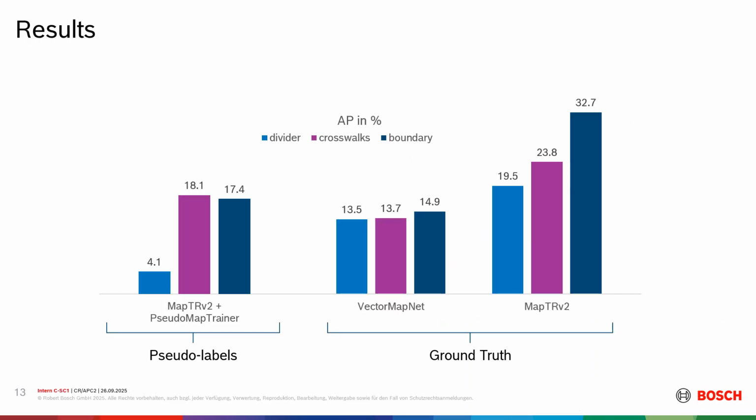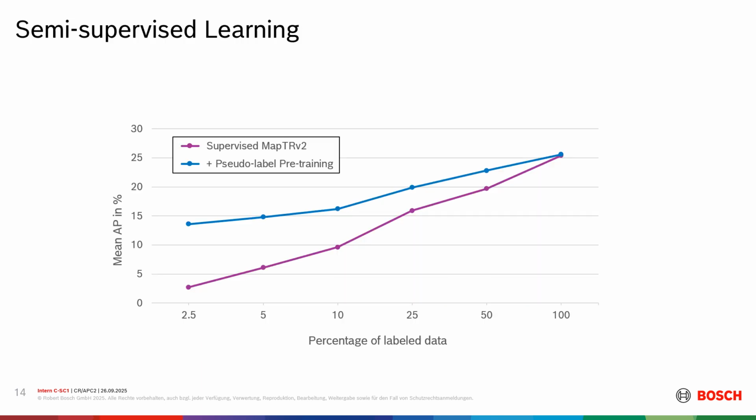When looking at the final results, we see that models trained with PseudoMapTrainer can actually compete with older supervised models on classes like crosswalks and road boundaries, even though they were trained without any ground truth HD maps. Moreover, our method can also be used to pre-train an online model when only a small portion of the data is labeled. In this semi-supervised setting, we show that pre-training with PseudoMapTrainer significantly boosts overall performance.